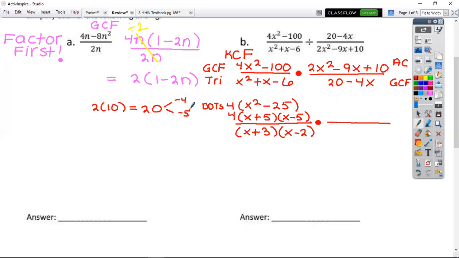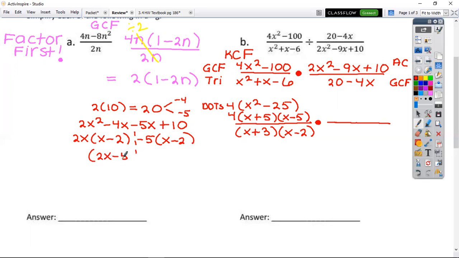So I take my 2x squared here. So I have 2x squared. And then minus the 4x, minus the 5x, and plus the 10. And straight down. So left-hand side, you're going to take out your GCF, which was 2x. And I'm left with x minus 2. Other side, I take out the -5. And then I get x minus 2. All right, so this becomes a 2x minus 5. And 1 copy of the repeated factor, which was x minus 2.